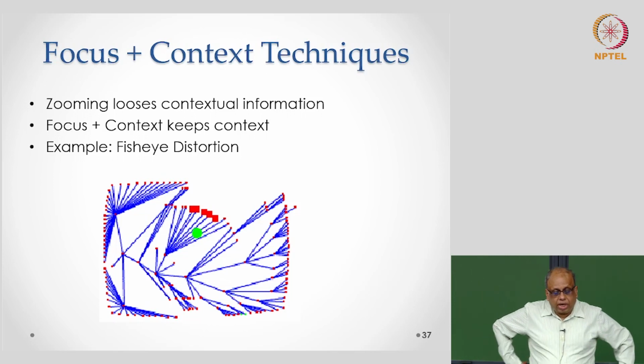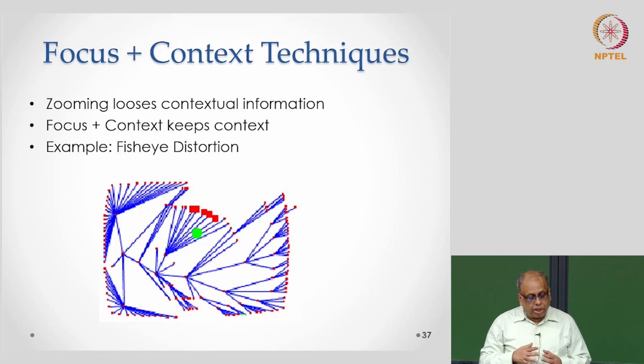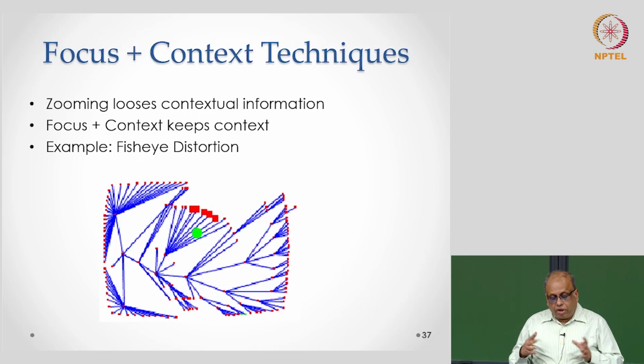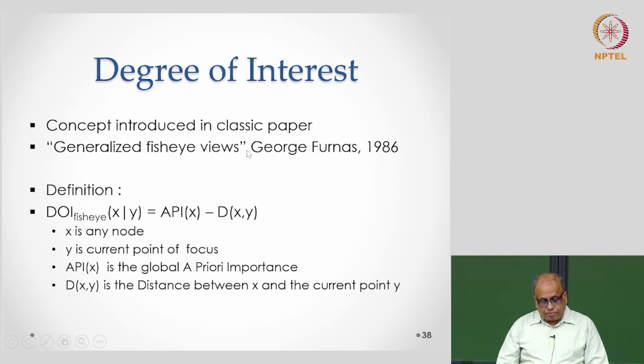To get over that problem, one technique used in visualization which has become very popular is called the focus plus context technique. What focus plus context means is that you are focusing on some part of the data, but you also have the context of the overall area. So you are not looking at just the overall data, but you are also focusing on some part of the data. That is focus plus context visualization.